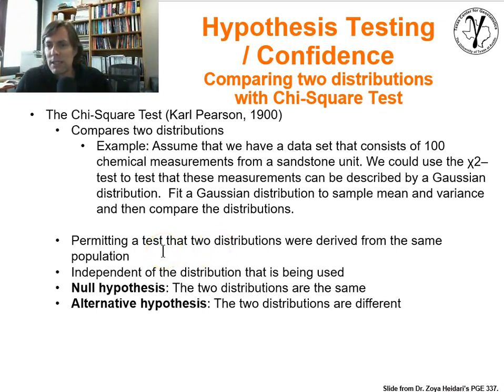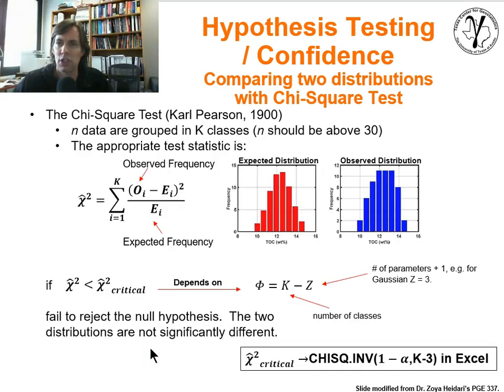It permits us to test if two distributions were derived from the same distribution, from the same population potentially, independent of the distribution that's being used. There's no assumption about that. Null hypothesis: the two distributions are the same. Alternative hypothesis: the two distributions are different from each other.